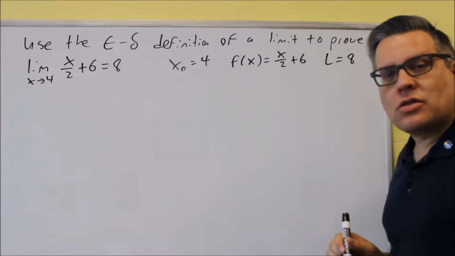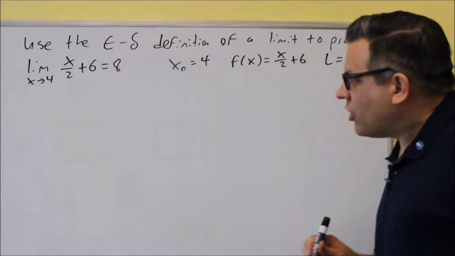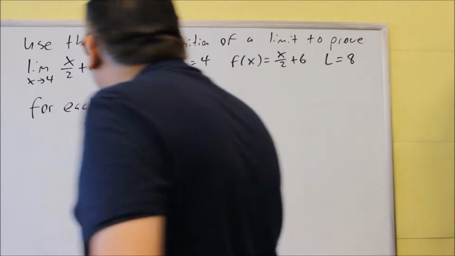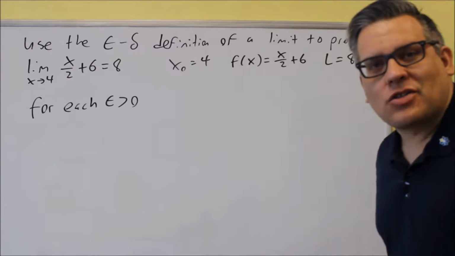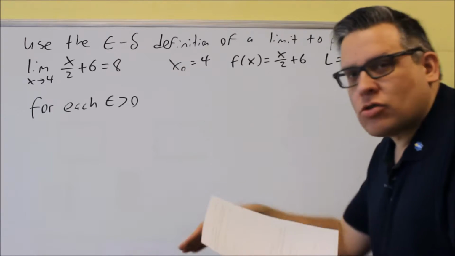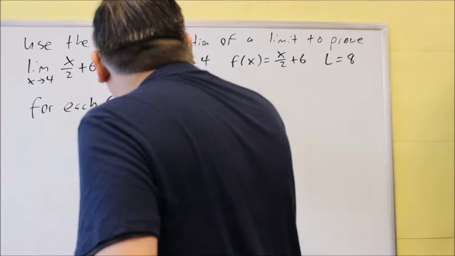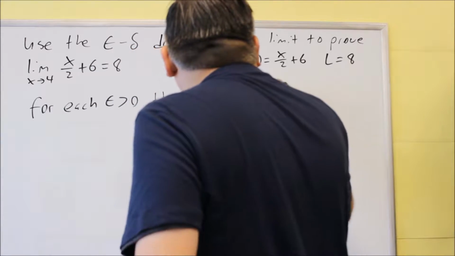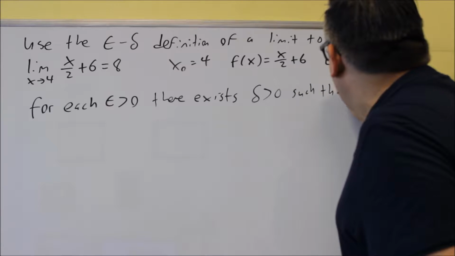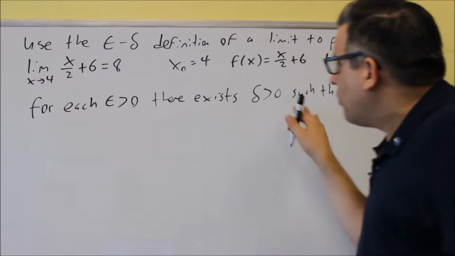So we want to label these things first. Whenever you do these kinds of proofs, you always want to start out with the same general statement. You're going to say, for each epsilon greater than 0, and again, this line needs to always be in there. The way I have it written out here in the notes is the way that you should be writing these out on the test. So for each epsilon greater than 0, we say there exists delta greater than 0 such that if. This line always needs to be in there. This is part of your proof.